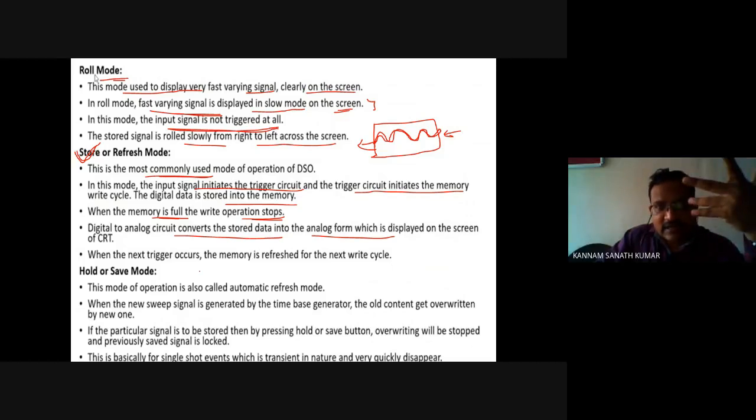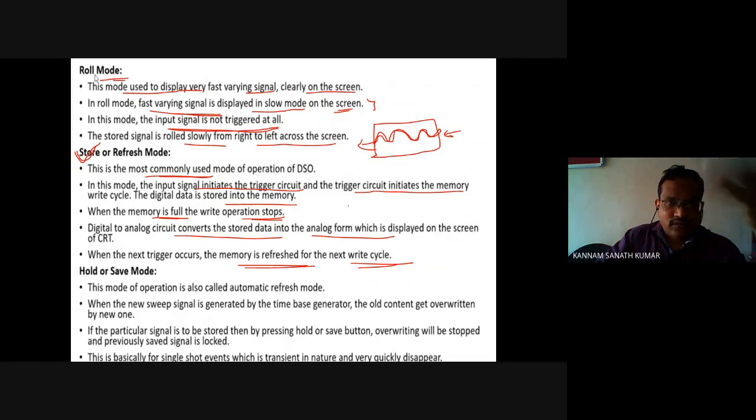And when the next trigger occurs, what happens? Whatever data was written into the memory is refreshed. So the memory is refreshed, that means the memory is cleared. Again the trigger circuit initiates the memory, and it will write the data into the memory.